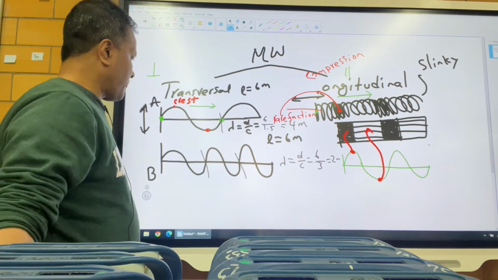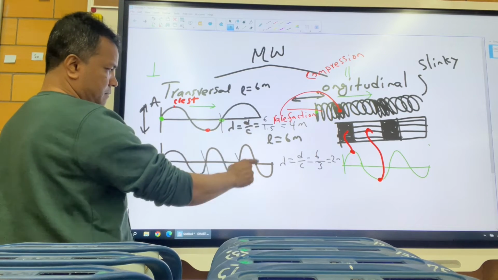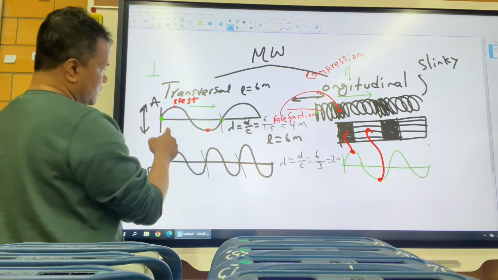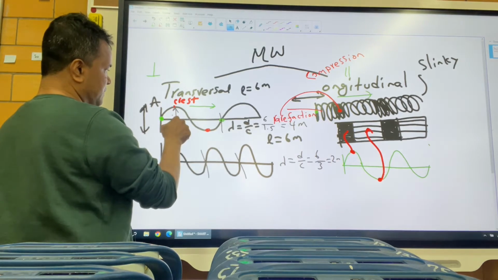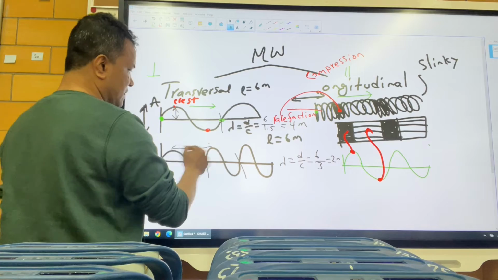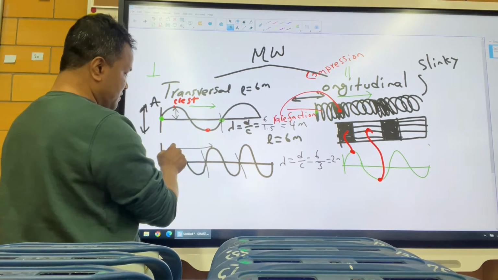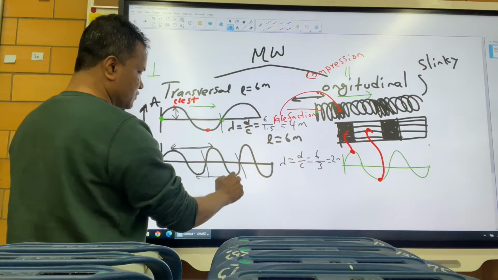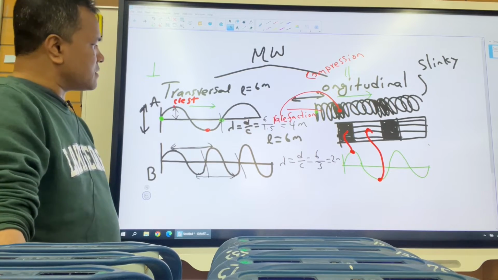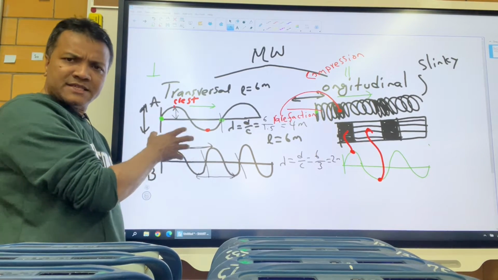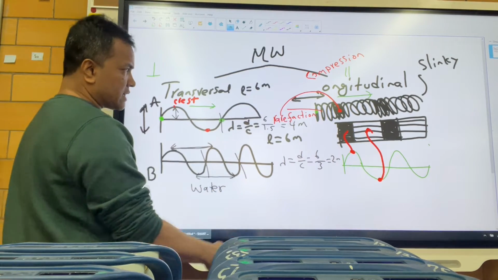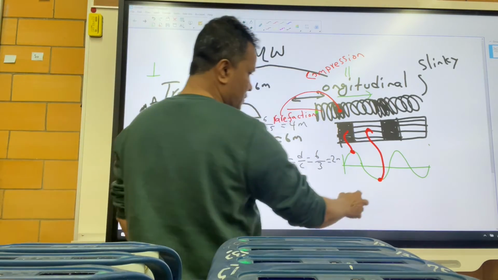So lambda is the wavelength. This is called amplitude. From trough to trough is lambda, or from crest to crest is lambda, from trough to trough is also lambda, the wavelength. Some case studies. An example of a mechanical transversal wave would be water. The example of a mechanical longitudinal wave would be sound.